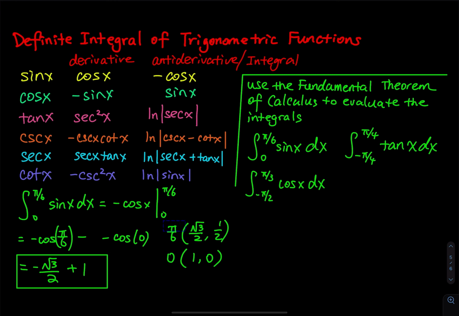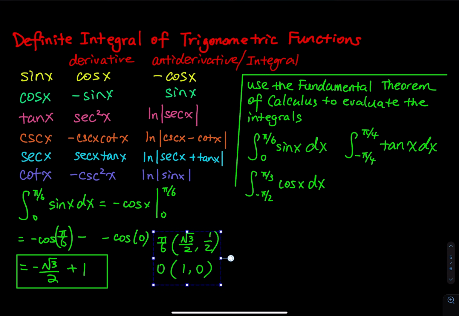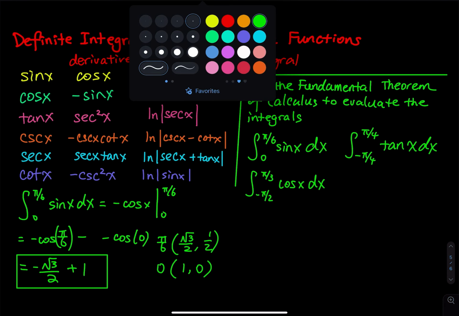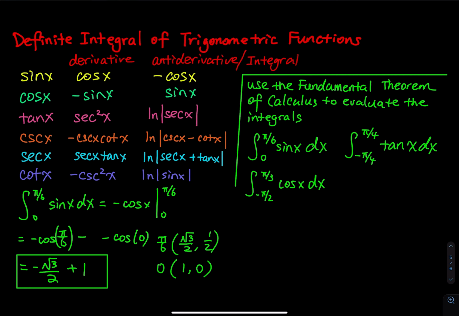To save myself a little bit of space, I'm going to move this a little bit. For the next one, let's use a different color for better contrast and comparison. So the next one, let's do a cosine. From negative pi over 2 to pi over 3, we have cosine dx. The integral of cosine is equal to sine. So we have sine of x such that x goes from negative pi over 2 to pi over 3. And then we have the fundamental theorem of calculus.